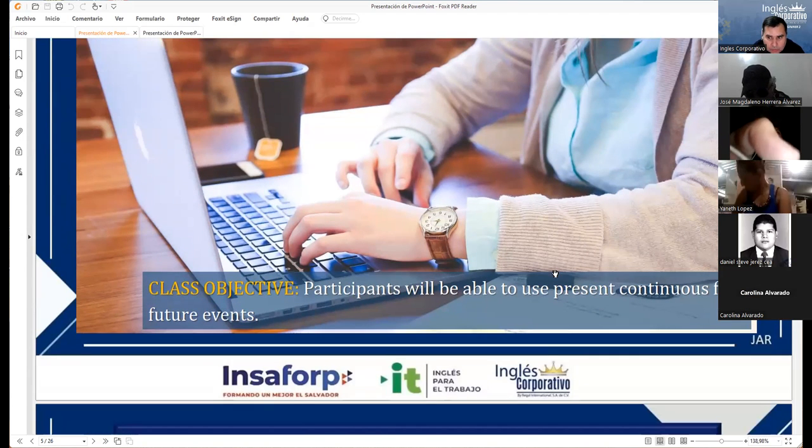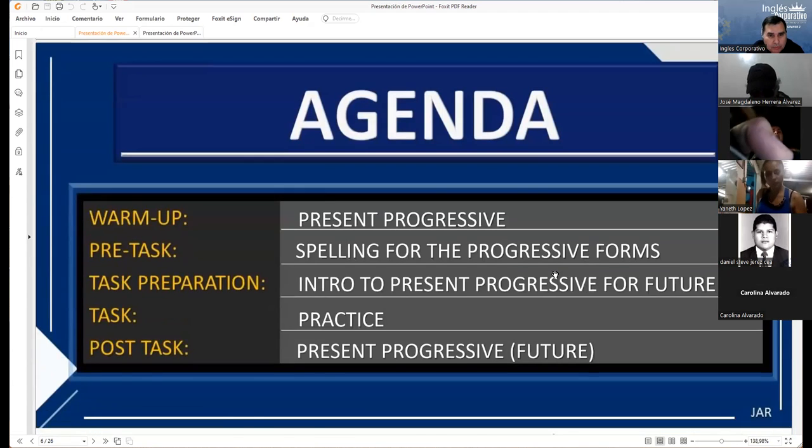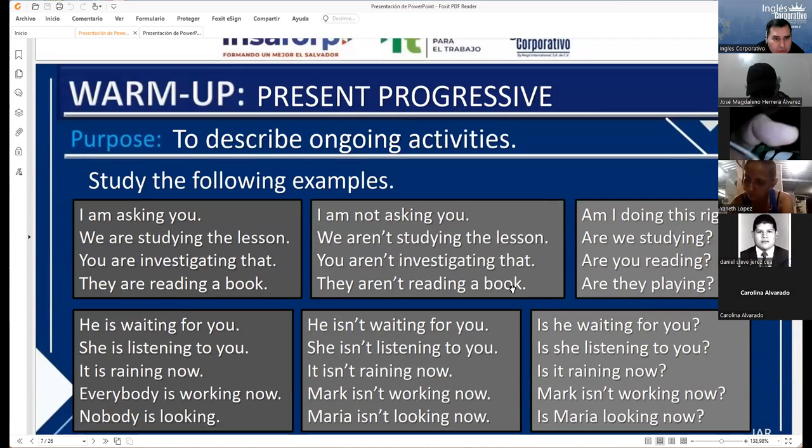Okay, good evening. This is the agenda. Present progressive, spelling for the progressive form or the continuous form. Introduction to present progressive for future. Practice. And in the post task, we're going to have present progressive for future.